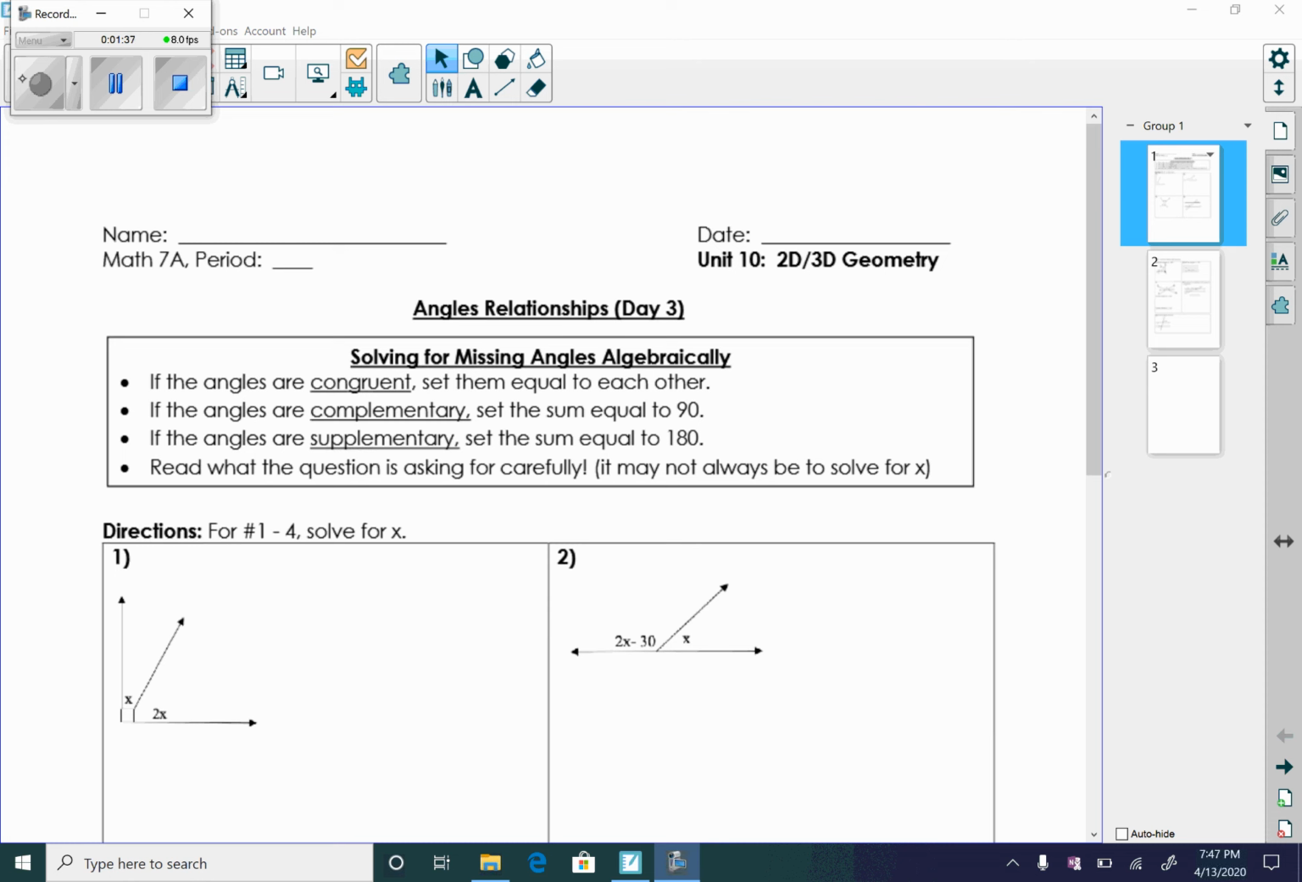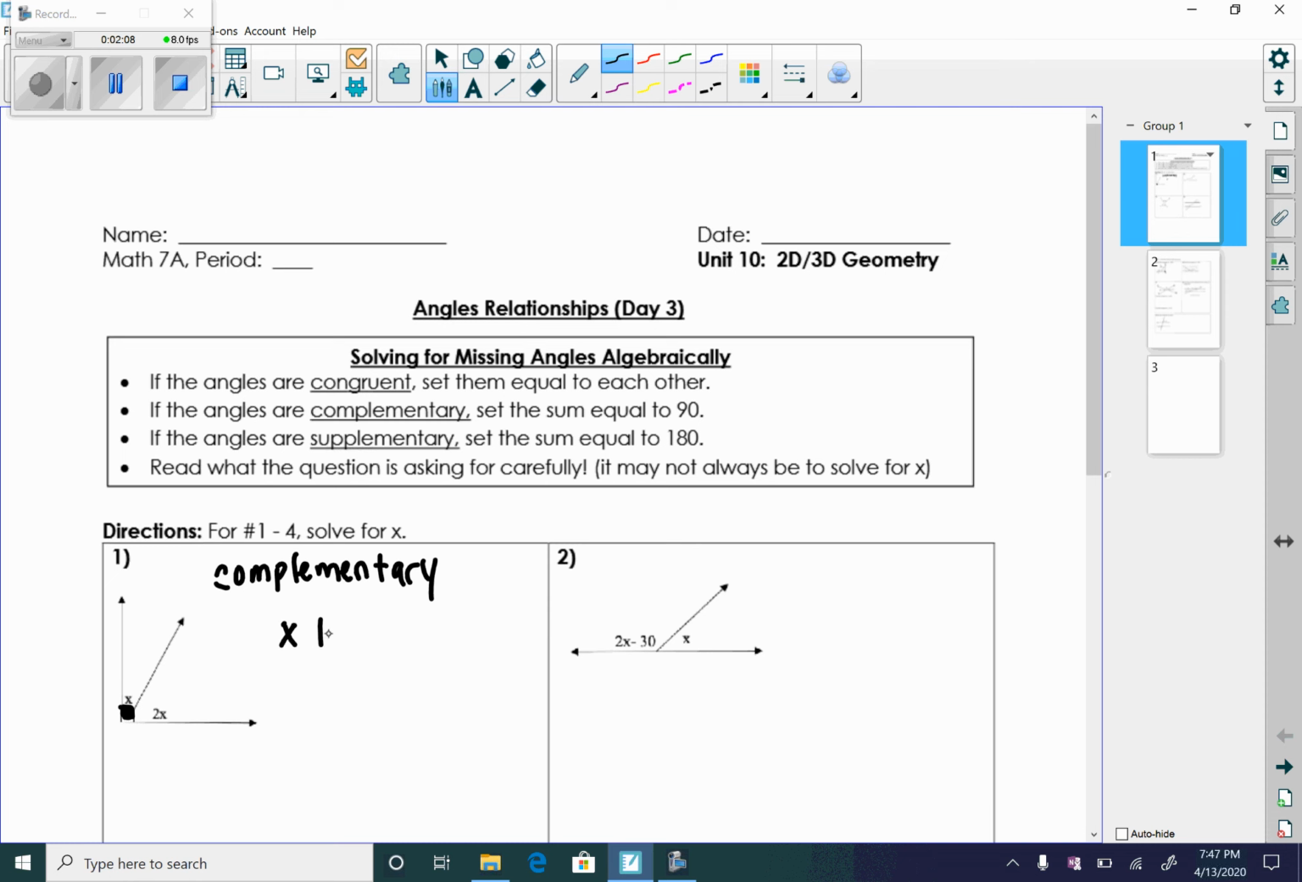So in looking at this first picture, number 1, we see that angle x and the angle that measures 2x together form a right angle, which means that together they add to 90 degrees. And another word for that is they're complementary. So when we write our equation here, we're going to add this angle plus this angle and set that equal to 90 degrees.